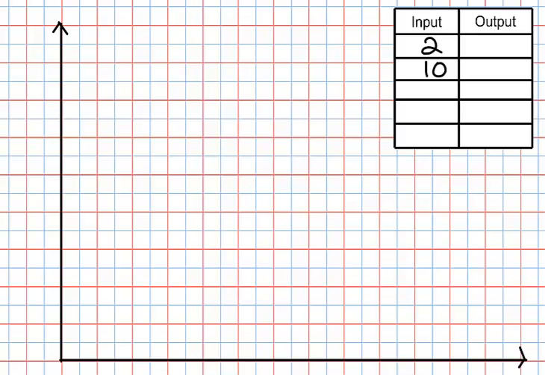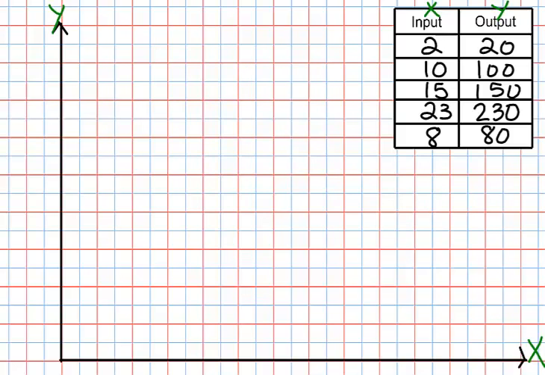Put the inputs in. 15, 23, and I forgot 8, so I'm going to put it on the bottom. Normally we'd put these in order. And then the outputs: 2 times 10 is 20, 10 times 10 is 100, 15 times 10 is 150, 23 times 10 is 230, and 8 times 10 is 80. Remember, the input is the x, and the output is the y. X is the horizontal axis, it goes across, and the y is vertical.